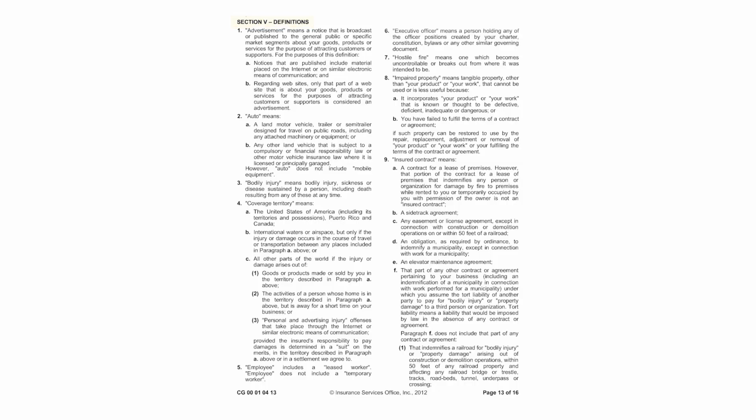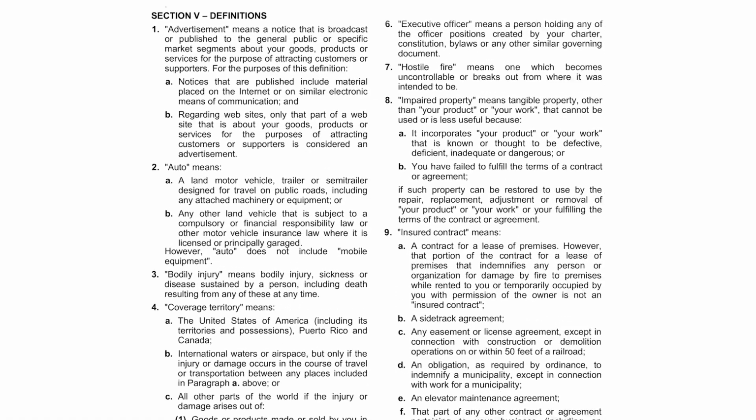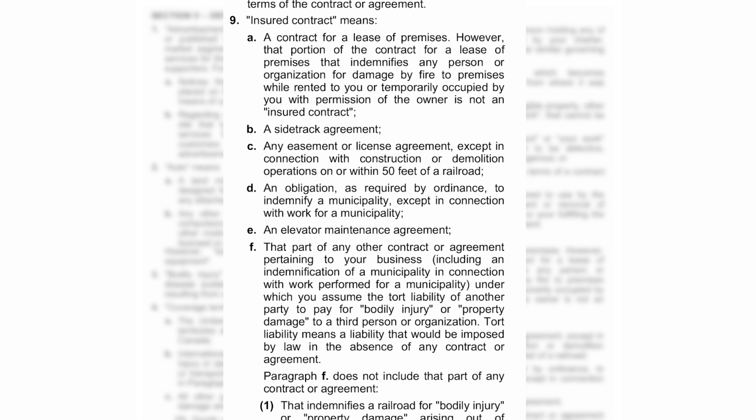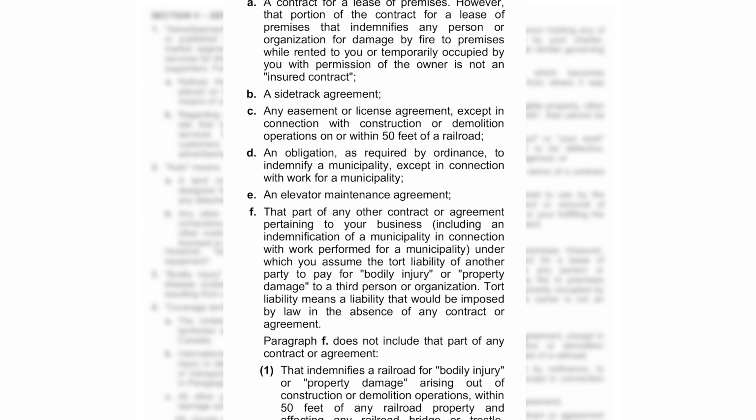Most common way, though, is in the definitions. This is really important. If nothing else, check the definition of insured contract, and there'll be A through F. And if there isn't an F, then you don't have contractual liability. That's the one that'll say lease a railroad agreement, lease a premises, and whatever else are agreed insured contracts that are covered for contractual liability that you have for being involved in that contract.